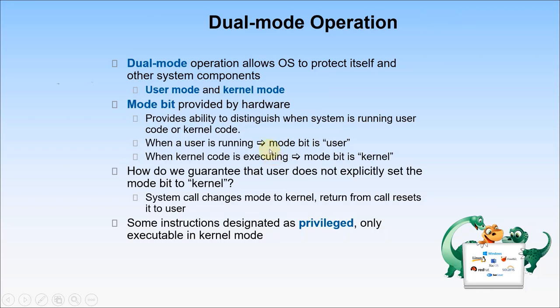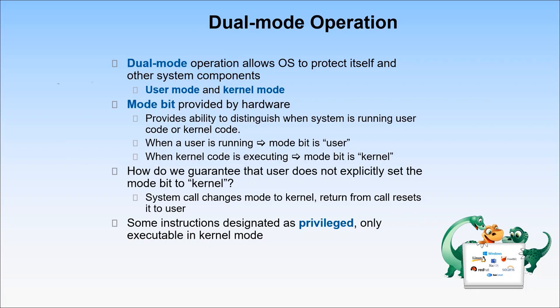Dual mode operation. Sharing system resources requires the operating system to ensure that an incorrect program cannot cause other programs to execute incorrectly. So we provide hardware support to differentiate between at least two modes of operation. You've got the user mode and the monitor mode, also known as the kernel mode or system mode. When you say user mode, execution is done on behalf of the user. When you say kernel mode, execution is done on behalf of the operating system. So there is a mode bit provided by hardware. It provides the ability to distinguish when the system is running user code or kernel code.